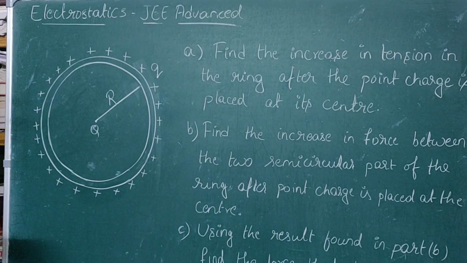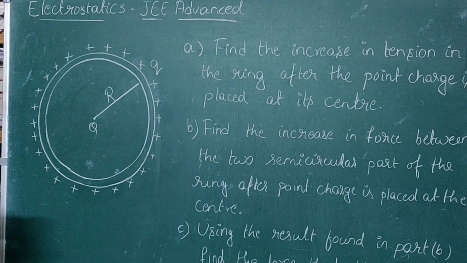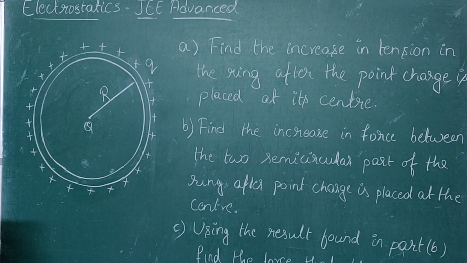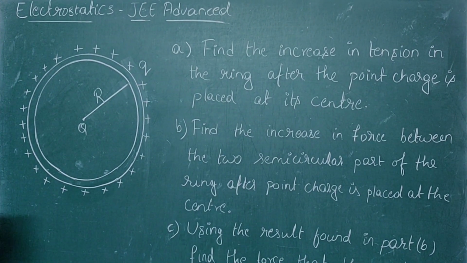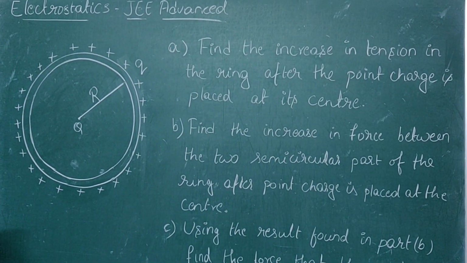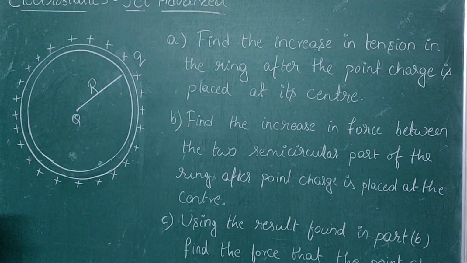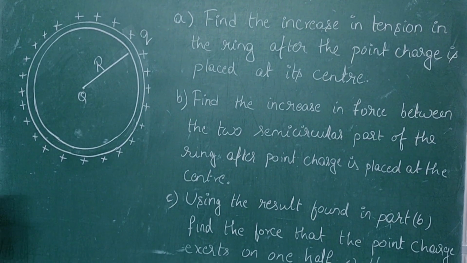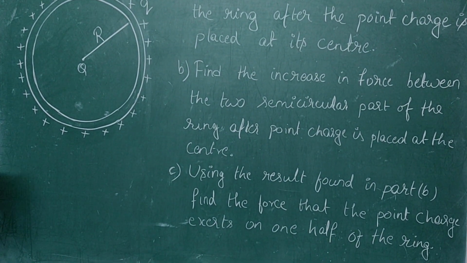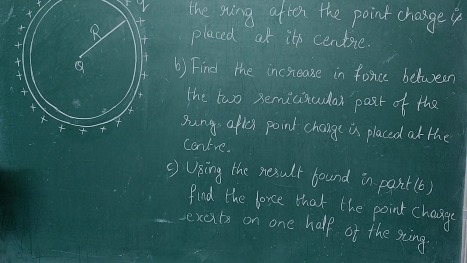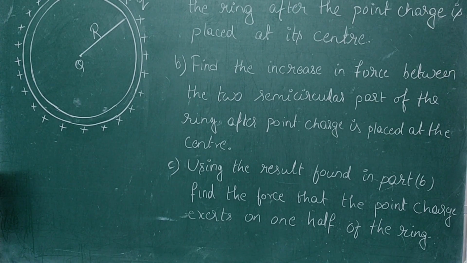The first one, find the increase in the tension in the ring after the point charge is placed at the center. Second question, find the increase in the force between the two semicircular parts of the ring after the point charge is placed at the center. Third question, using the result found in part B, find the force that the point charge exerts on the half of the ring.